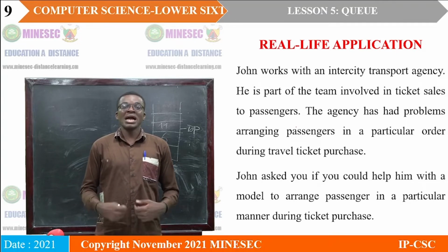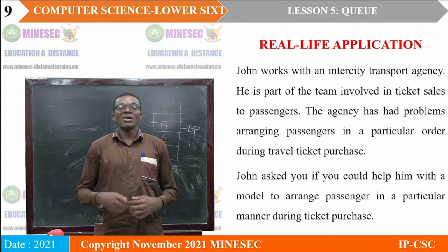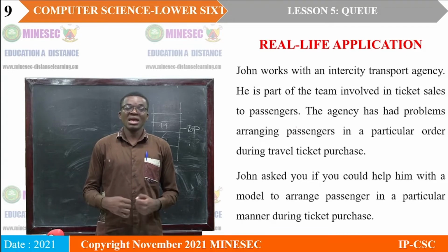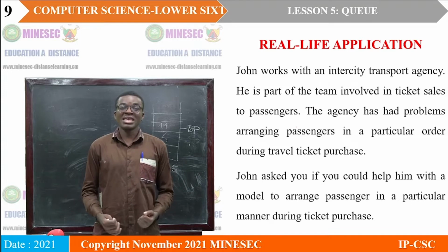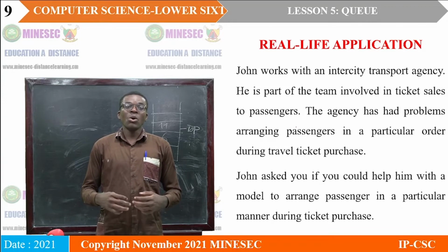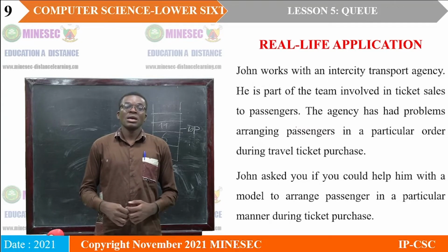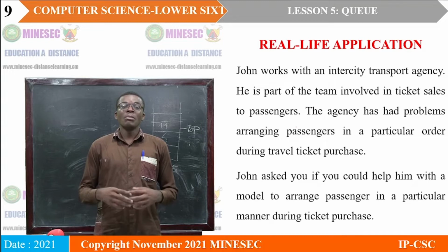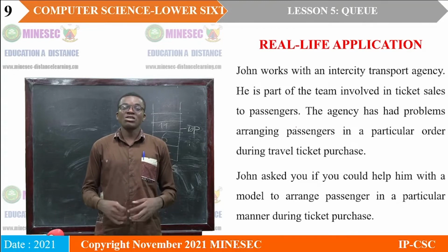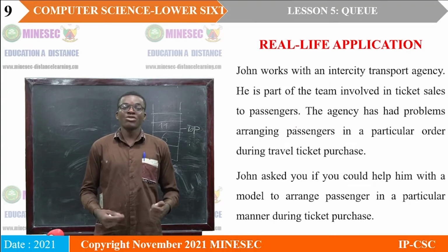But the agency has a problem. That is, whenever passengers come to purchase their bus ticket or their travel ticket, they are always in disorder. So now the agency, through John, is asking you to help them get a model to arrange passengers in a particular order.